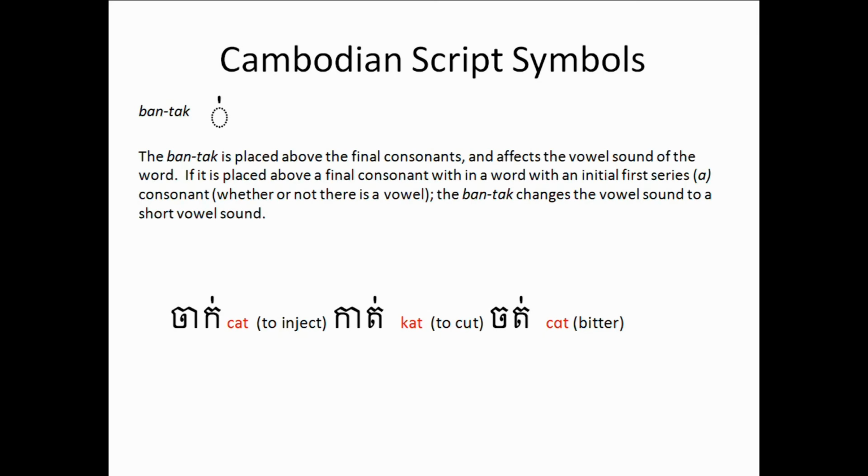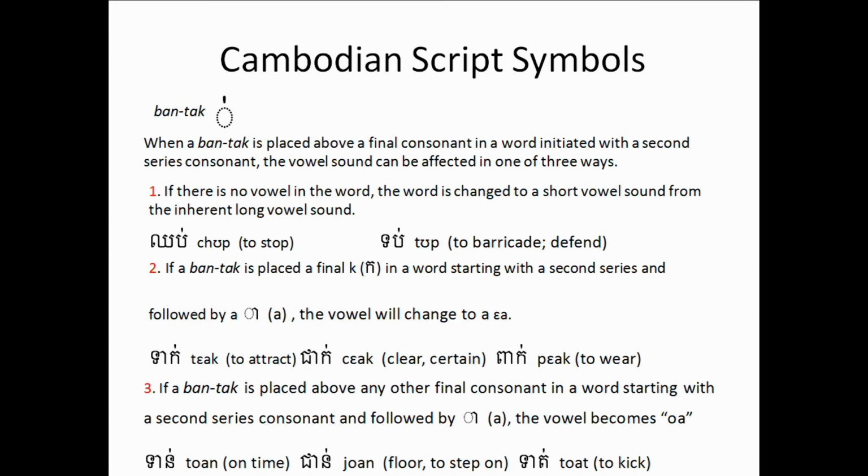So there you go, there's a couple of examples here. With first series consonants, your simple mark, your Bon Tok, over the final consonant just means it's going to go from a long vowel sound to a short vowel sound. Alright, moving on. Here's where it becomes fun. If the Bon Tok is used with your second series, then it becomes a little bit more interesting.